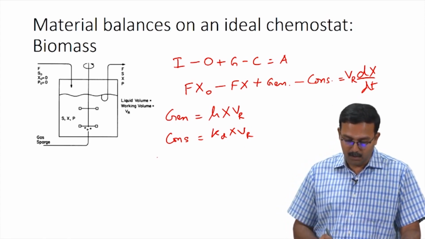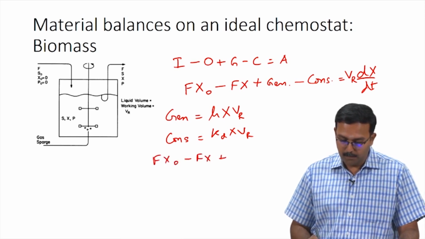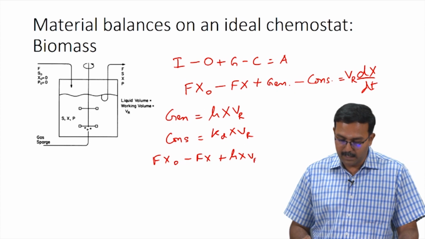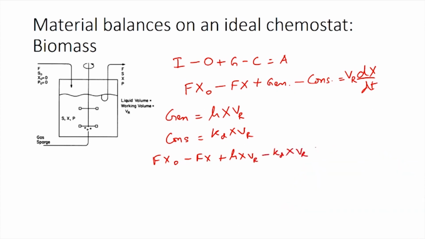Substituting all of this, we get Fx naught minus Fx plus mu x Vr minus KdXVR equals Vr dx/dt. You can also verify the dimensional homogeneity of this equation, just like we did for enzyme kinetics, and you would be able to confirm that this equation is dimensionally homogeneous.